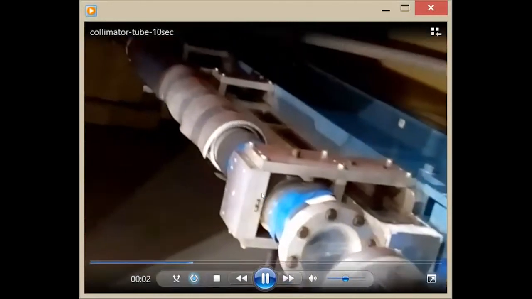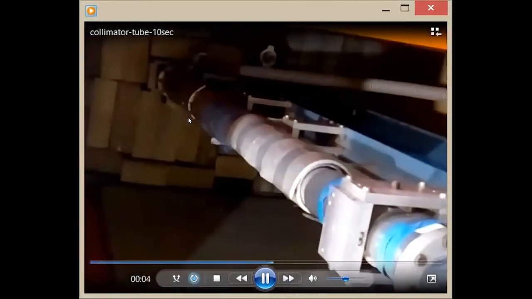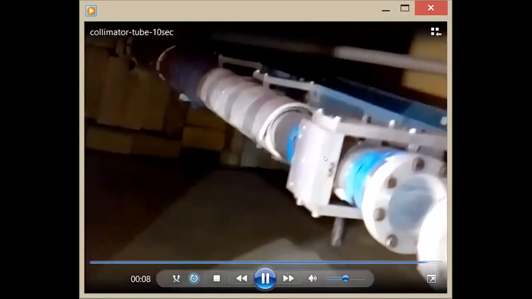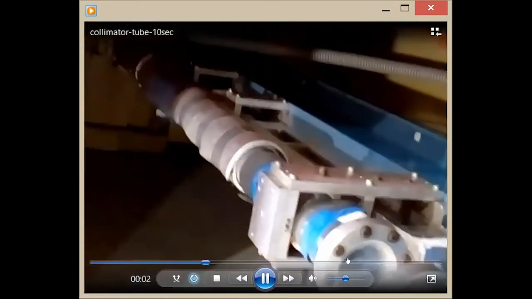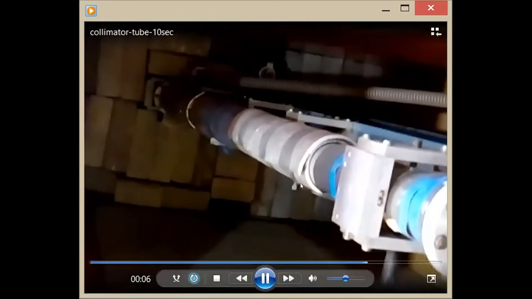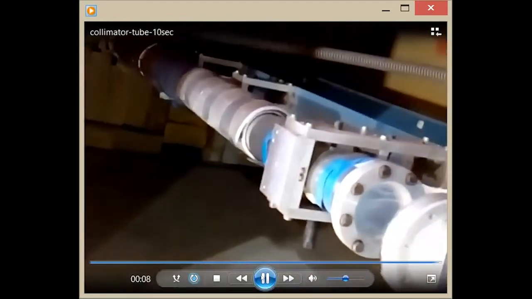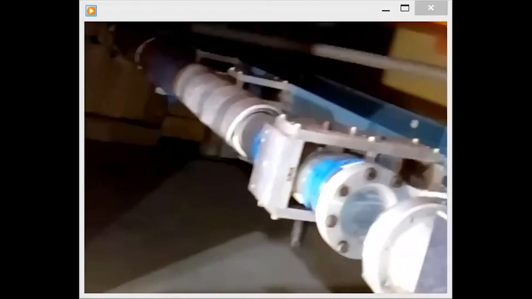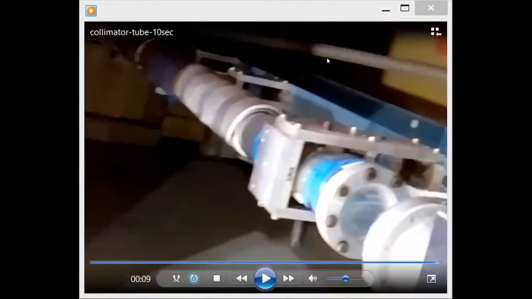Just a part of the collimator tube. So this is a simple aluminium tube, 5 meters long, with a vacuum inside and some aluminium windows or sapphire windows for the neutrons. So this is how the experiment is being performed.